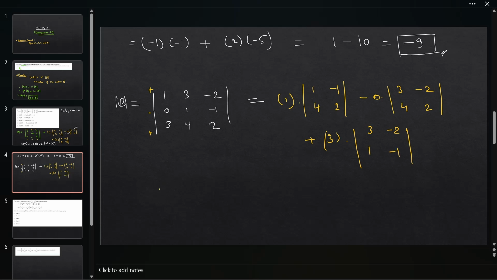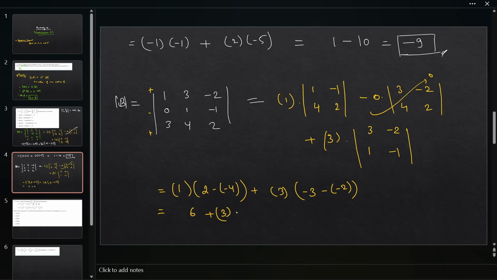So now let's try to evaluate this. It's going to be 1 into 2 minus minus 4, minus 0. So we can eliminate this term. And then we have plus 3 times minus 3 into minus of minus 2. So it will be 1 into 2 plus 4, that is 6, plus 3 into minus 3 plus 2, which is minus 1. So it's going to be 6 minus 3. That would be evaluated to 3.